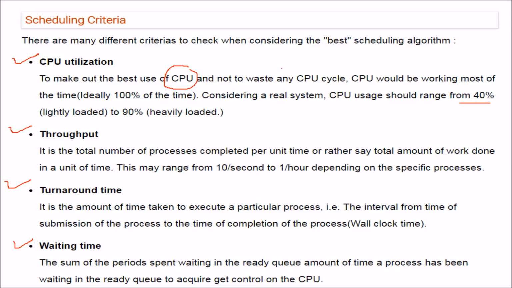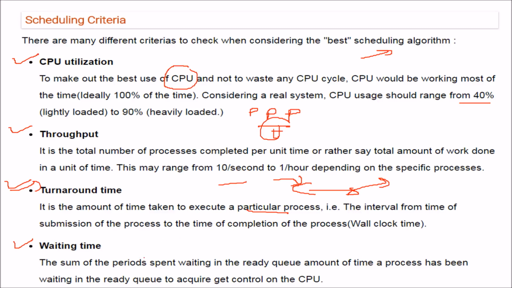Throughput. Again, these are the scheduling criteria. Throughput: per unit time, how many processes are completed? You can say the total amount of work done in a unit time. This may range from 10 per second to 1 per hour, depending on the specific processes. Turnaround time. This is the time taken to execute a particular process, that means the time interval between the submission and the completion of the process.